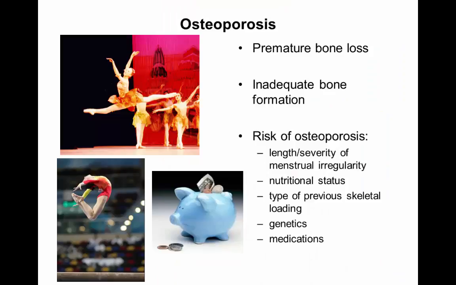Osteoporosis is either premature bone loss or inadequate bone formation. Risk of osteoporosis is associated with the length and severity of menstrual irregularities, nutritional status, type of previous skeletal loading, genetics, and possible medications. 60% peak bone mass is achieved during adolescence. Bone mass increases 45 to 60% in the second decade of life. We have peak bone mass by the third decade of life, or in our 30s. We have a premenopausal bone loss of about 0.3 to 0.5% per year. Once we're in menopause, bone loss increases to about 3% per year for the first 10 years.